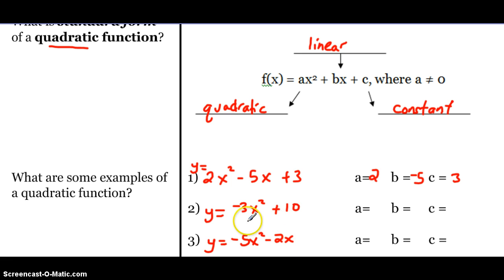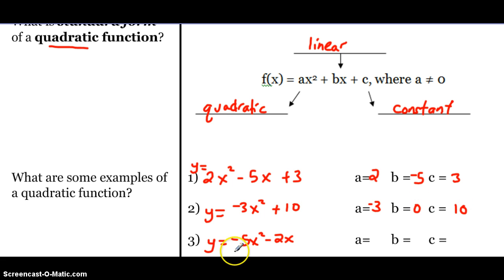Okay, for number 2, we have our a. So a is our number in front of the quadratic, so it'd be negative 3. There is not a linear term, so when there isn't an x, it means it must have been 0 times x, so our b term would be 0, and our constant is 10.